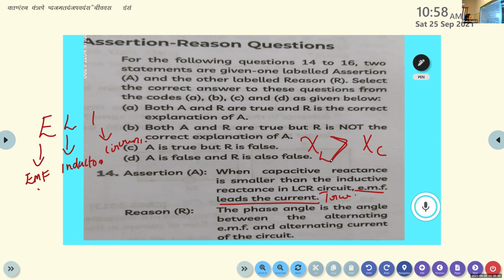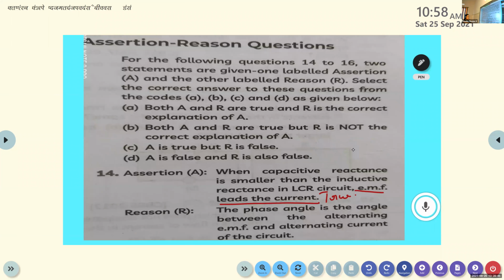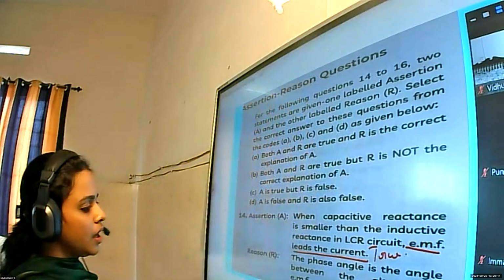Now you can concentrate on the reason. The phase angle is the angle between alternating EMF and alternating current of the circuit. Is it true or false? It's true. Phase angle is the angle between EMF and the current. So now you can think whether this reason is the correct explanation for the assertion. Anyway, it's the time. Go through this question.